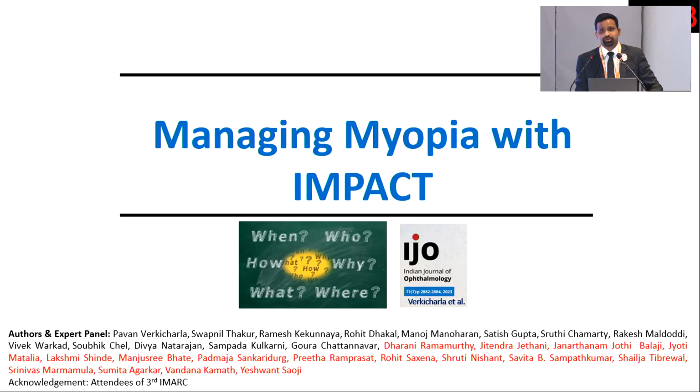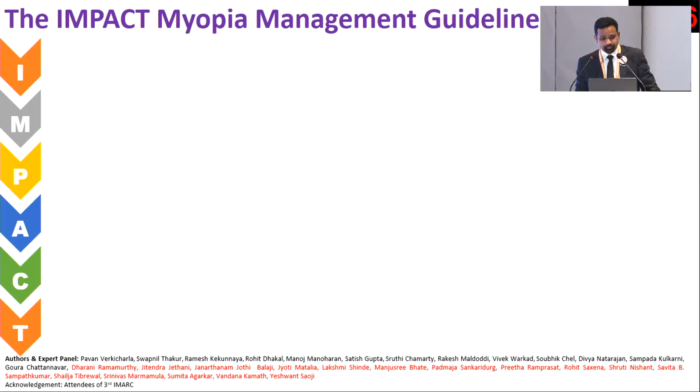Now, keeping that in view, the 5 points say that we now want to do personalized myopia management. Where do you start and where do you stop? So we came up with the IMPACT myopia guidelines, published in the Indian Journal of Ophthalmology in 2022, involving both the ophthalmologist and the optometrist. IMPACT is an acronym, the 6-step rule which can help you to start and stop the treatment.